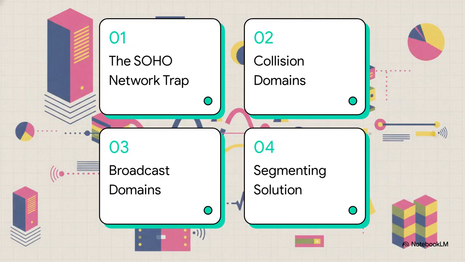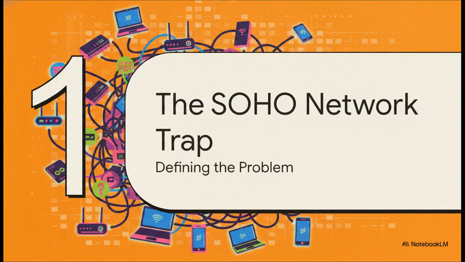Okay, let's dive into this. Here's our clear roadmap for today. Number 1, the SOHO network trap. 2, traffic jams, meaning collision domains. 3, loud noise or broadcast domains. And 4, segmenting for the solution. Let's jump right into Section 1, the SOHO network trap.